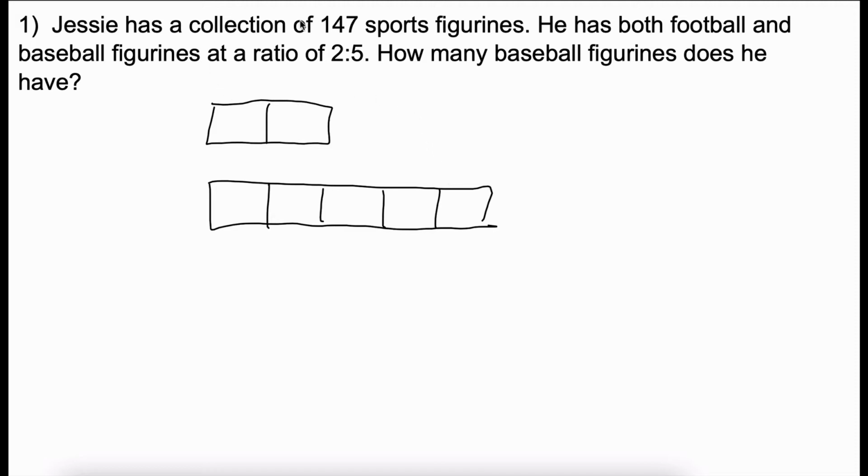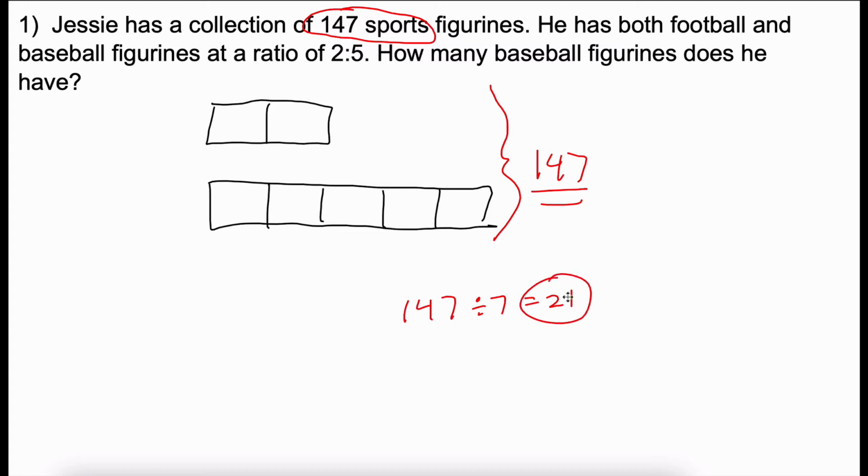And for this problem, the important information is you have 147 total figurines. So this whole tape diagram represents 147 things, some of which are baseball, some of which are football. Since there are 7 parts to the tape diagram here, I need to break up the 147 total figurines amongst the 7 different parts of the tape diagram. So 147 divided by 7 tells me that each part of the tape diagram, each little piece, is worth 21. And once you know that, that unlocks the whole problem.